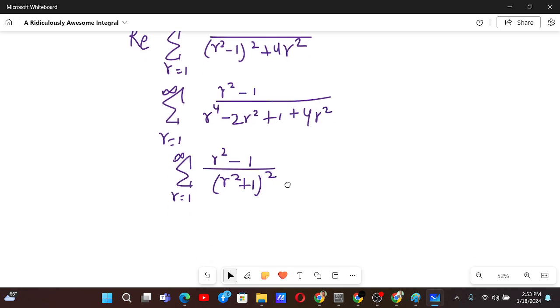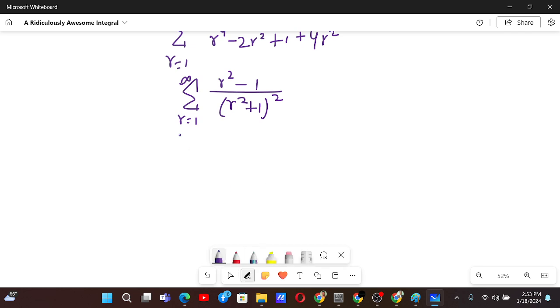Now it's getting easier than what we had initially. We have the sum from r equals 1 to infinity of 1 over r square plus 1 minus 2 by r square plus 1 whole square.